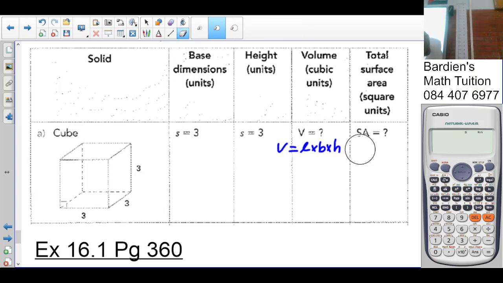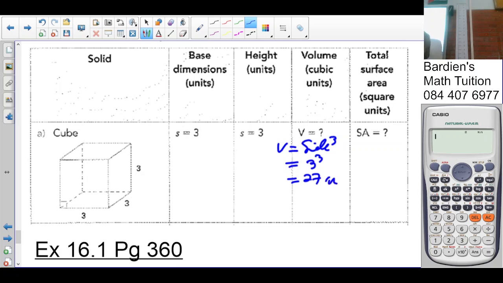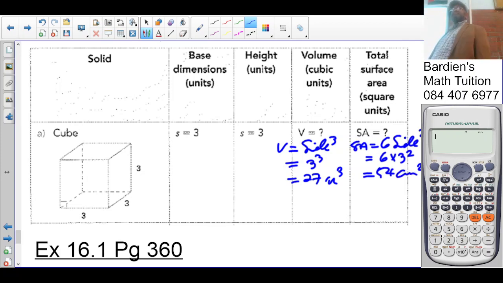Okay? Not so. Side cube, which is simply 3 cube, which is 27 units cube. Your surface area, how do you calculate surface area? 6 times side squared. We spoke about this in our previous lesson, right? So it's 6 times 3 squared. What's 3 squared? 9. 9 times 6? 54 centimeters squared. Is the answer correct? Yes?